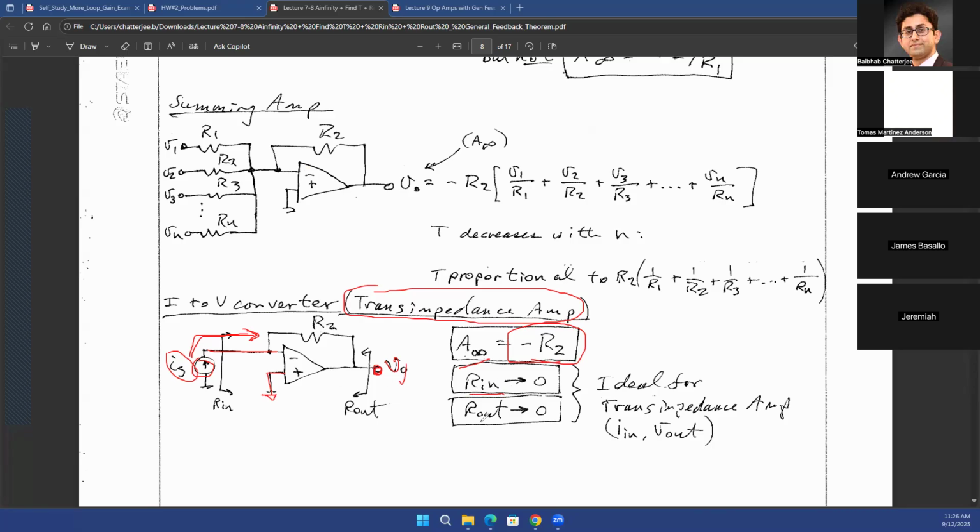What is going to be your R in and R out? Again, if you connect a test voltage source over here and assume the virtual ground properties, then your R in and R out both are going to be 0.